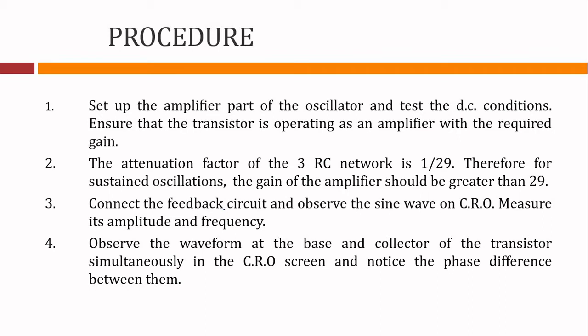So first you connect the amplifier, make sure that it is working, and the output of the amplifier you connect separately to the ladder network of RC circuit. Okay, and measure its amplitude and frequency at different stages. Observe the waveform at the base and the collector of the transistor simultaneously on the CRO screen and notice the phase difference. So it has to have a phase difference of 180 degrees.